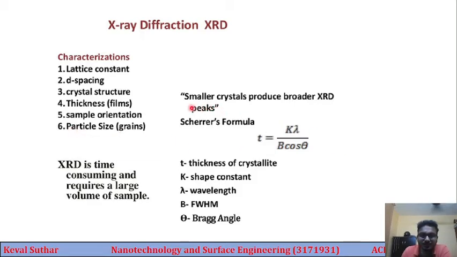So here, smaller crystals produce broader XRD peaks. And one more important formula to obtain the thickness of crystalline is Scherrer's formula, which is given by T is equal to capital K lambda divided by B cos theta, where here T is the thickness, K is the shape constant, lambda is the wavelength, B is the FWHM, and theta is the Bragg angle.